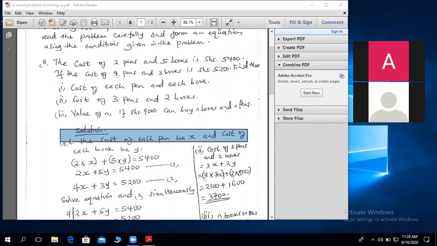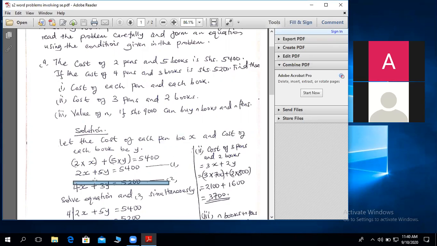Now, also, the cost of 4 pens and 3 books is 5,200. What does that mean? It means that if each pen costs X shillings and each book costs Y shillings, it means 4 times the cost of pens, which is X, and that's why I'm having 4X here, plus 3 books times the cost of books, which is Y. I'm going to get 5,200, and this gives me my equation 2.